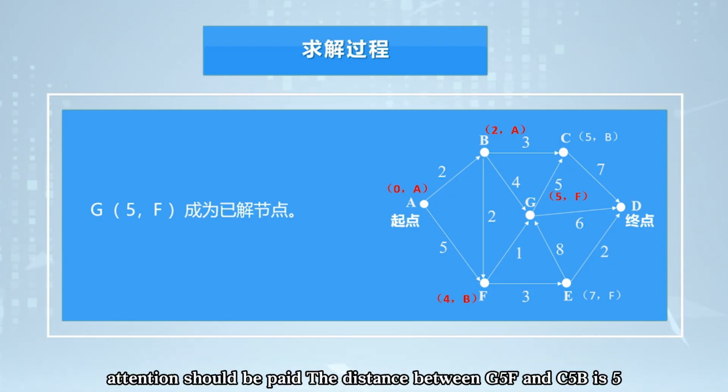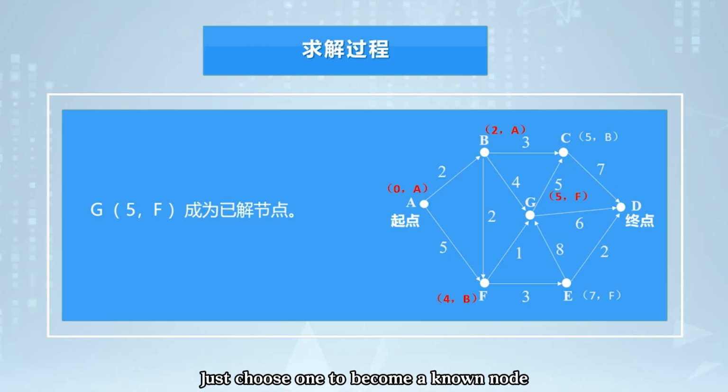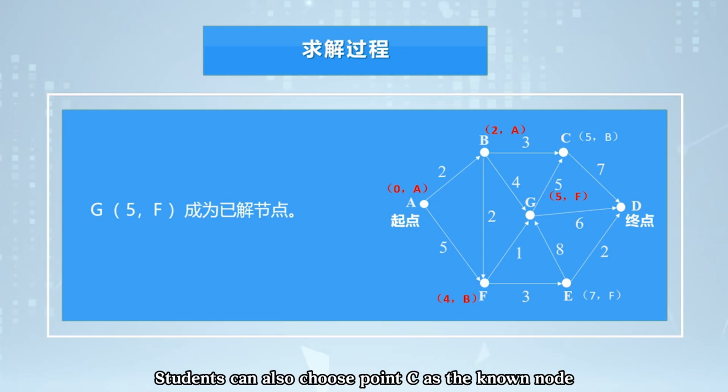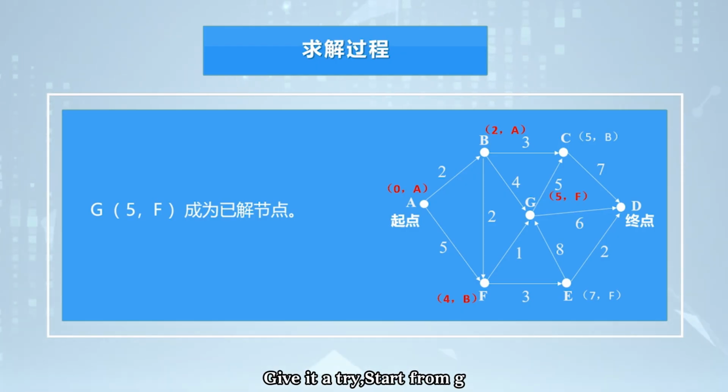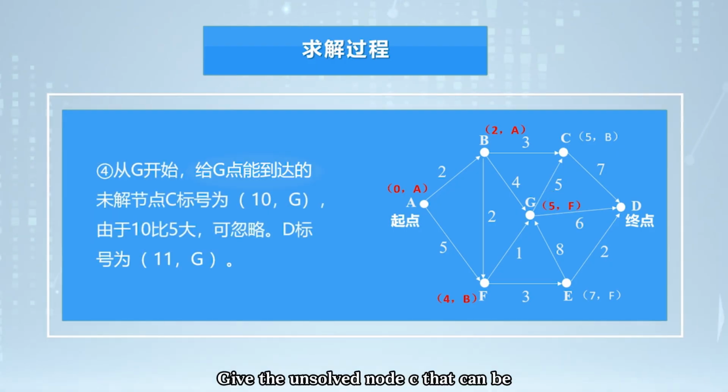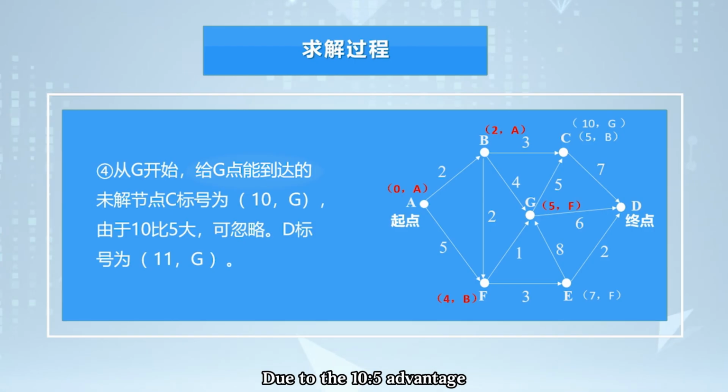Attention should be paid: the distances of G5F and C5B are both 5, so just choose one to become a known node. The choice here is G. Students can also choose point C as the known node and give it a try. Starting from G, give the unsolved node C that can be reached from point G the label 10G. Due to the 10 to 5 disadvantage, it is negligible. The label for D is 11G.